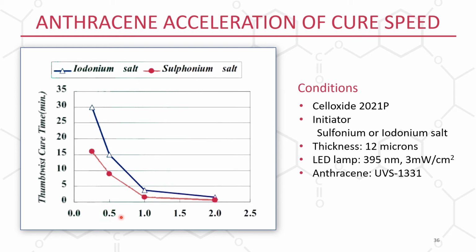So here 0.5 parts, 1 part, 1.5, and up to 2. We see we dramatically speed up the cure. For the iodonium salt it is probably most dramatic. We go from 30 minutes at no anthracene derivative to, at one part per hundred, a little less than 5 minutes for curing. So you can see how, by adding just a small amount of anthracene, we can quickly speed up our reaction.